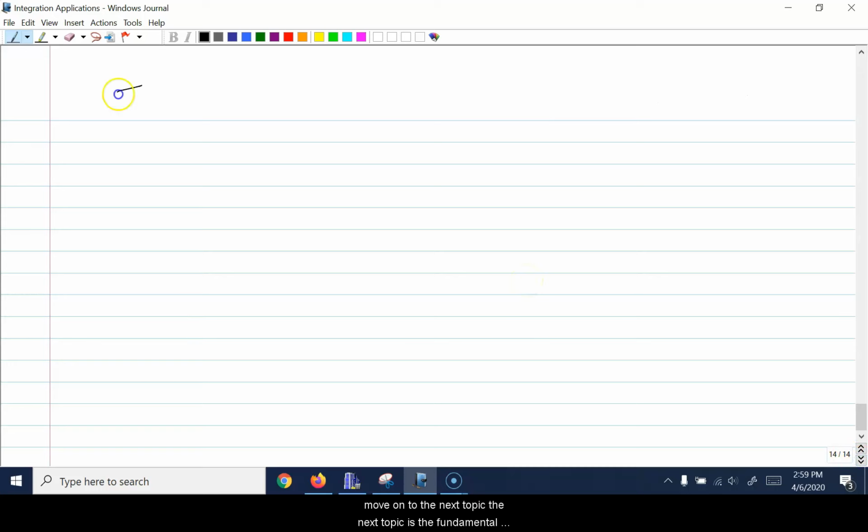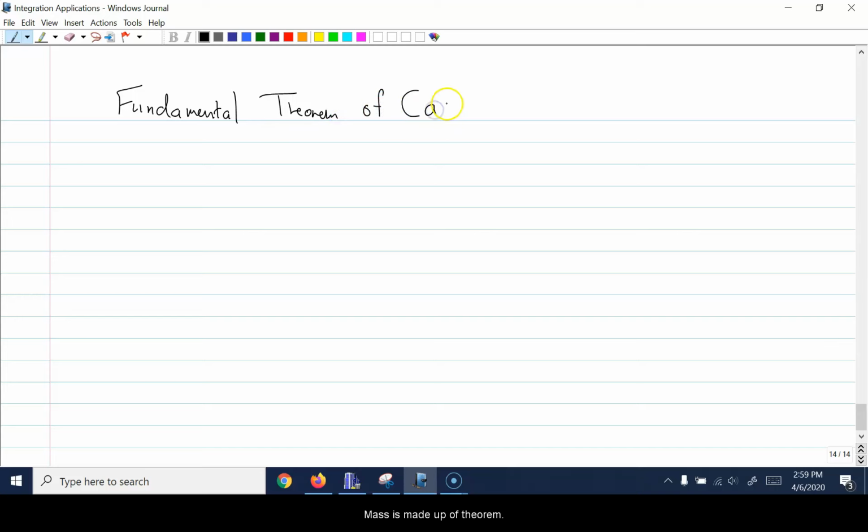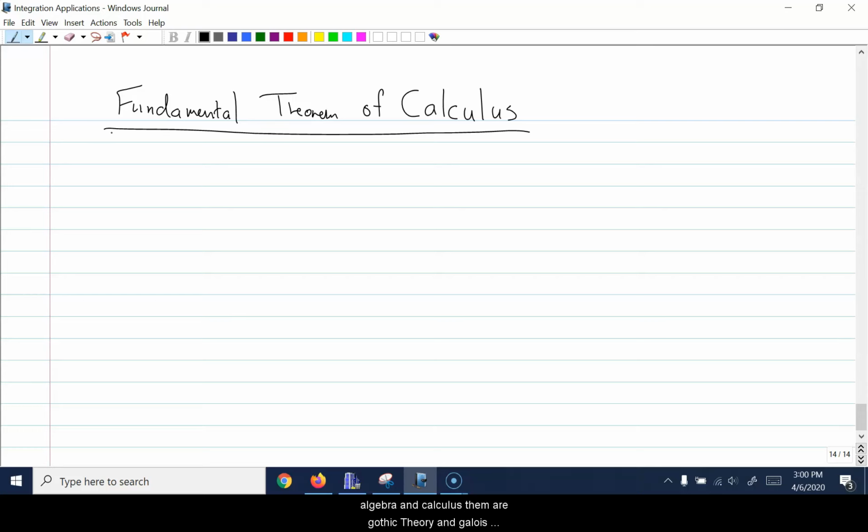The next topic is the fundamental theorem of calculus. Math is made up of theorems. A theorem is a mathematical statement that has been proven to be true, and there's like a few of these fundamental theorem of blanks. There's a fundamental theorem of arithmetic and algebra and calculus and ergodic theory and Galois theory. I guess the ergodic theory one, they don't call it that. But I don't know. There's these highfalutin names.